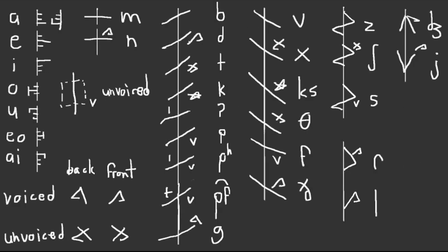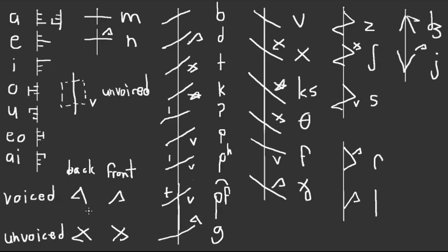Okay, let's go back. Well, we have here this table to understand how the diacritics work. Okay, there are more diacritics than these four, but these four are like the most important diacritics. And as you can see, they are divided in 4 categories. We have voiced, unvoiced, back, and front.